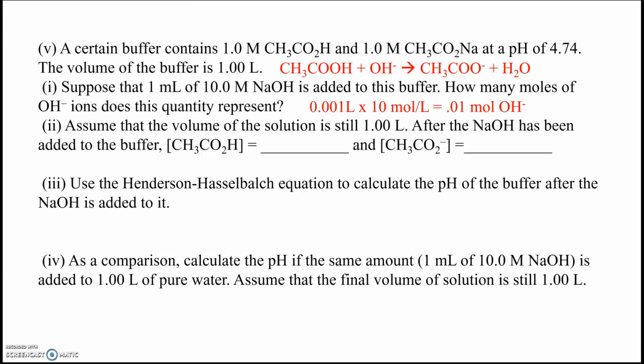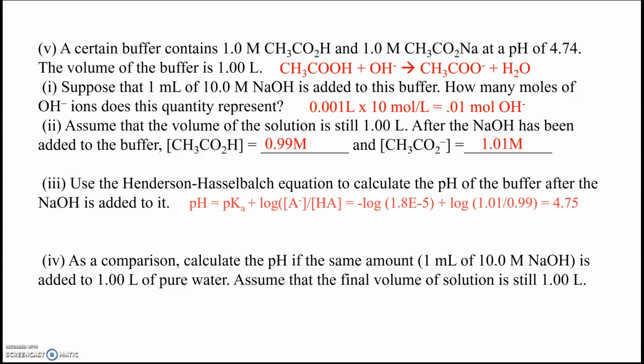And after I add this sodium hydroxide to this buffer, this addition of 0.01 moles reduces our acetic acid concentration to 0.99, but raises our acetate concentration to 1.01, just a very slight shift. Now we're going to use Henderson-Hasselbalch, and when we do, we can see that our pH is only 4.75, which is very close to the original.